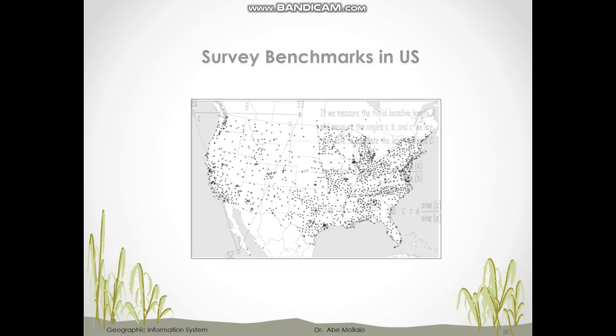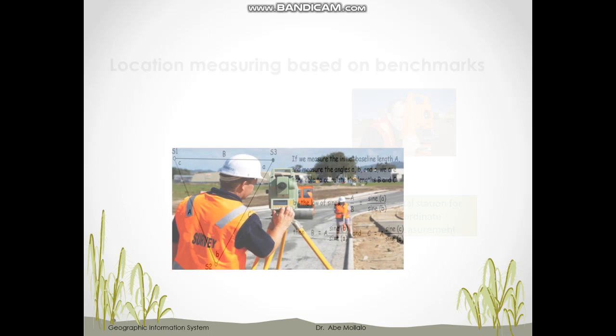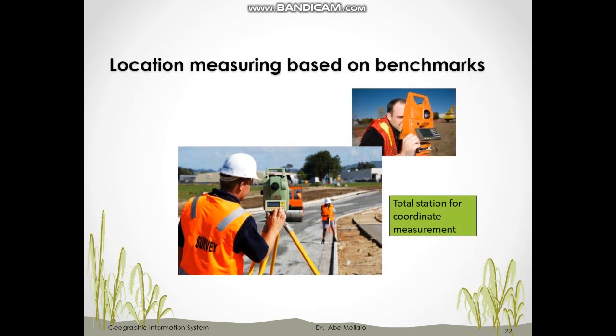So this calculation shows you how we can measure the latitude and longitude for any location such as S3 based on two benchmarks, S1 and S2. Basically, we need to measure angles between points using sine rules and then plug them into this formula to calculate the latitude and longitude for any location. So this image shows you the surveyors actually use a total station to measure angles between an unknown point and these two benchmarks, and then further calculate the latitude and longitude for any point around the benchmarks.